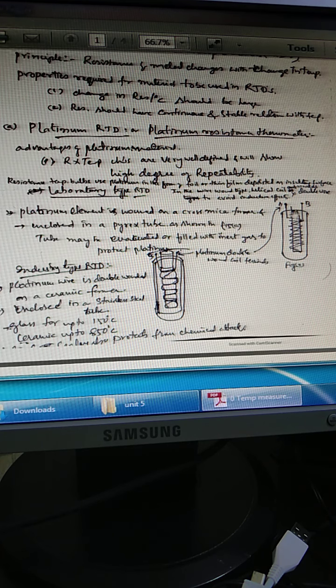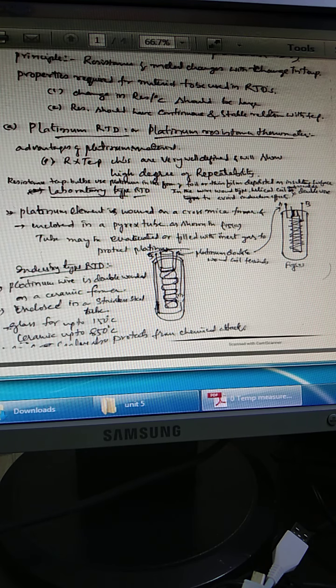This is enclosed in a glass envelope or Pyrex envelope, and it may be evacuated or filled with some inert gas to protect the platinum wire. The use of this cover is also that it protects the platinum from chemical attack. So this is the construction of the laboratory type RTD.